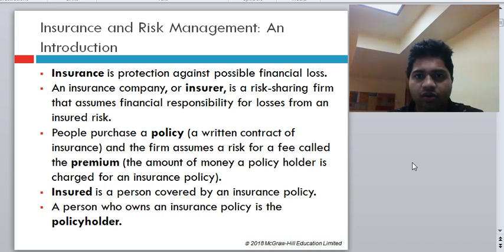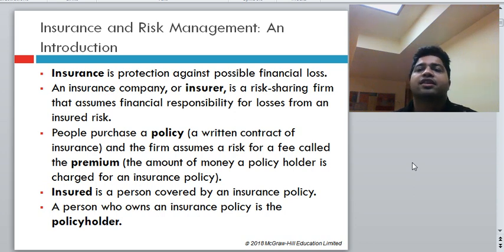An insurance company or the insurer is a risk sharing firm that assumes financial responsibility for losses from an uninsured risk. People purchase a policy, a written contract of insurance, and the firm assumes a risk for a fee called a premium. The premium is the amount of money a policyholder pays for an insurance policy. The insured is a person covered by an insurance policy, and the person who holds an insurance policy is the policyholder. Most of the time, insured and policyholder are the same, but they can be different.